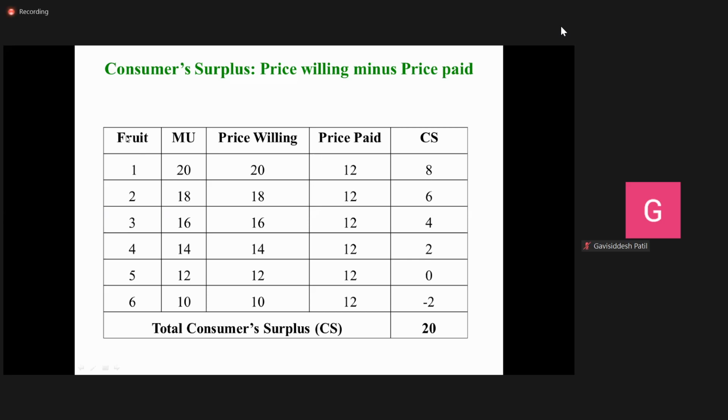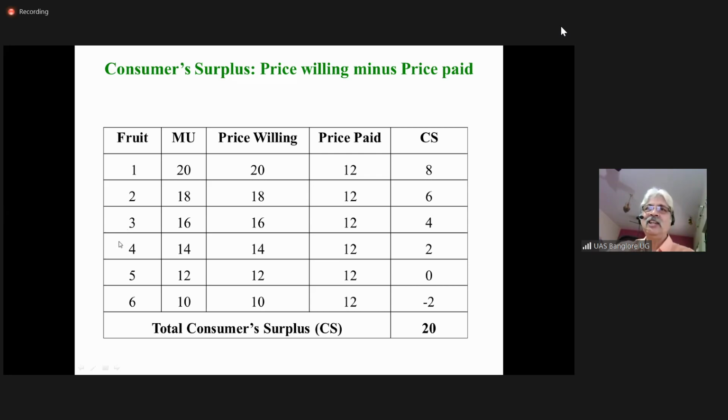Okay. 1 unit, 2 units, 3 units, 4 units, and so on. The marginal utility goes on decreasing as you consume more and more units of the fruit. So the price you're willing to pay is 20 rupees, 18 rupees, because as you go on consuming more and more, you are craving for fruit.